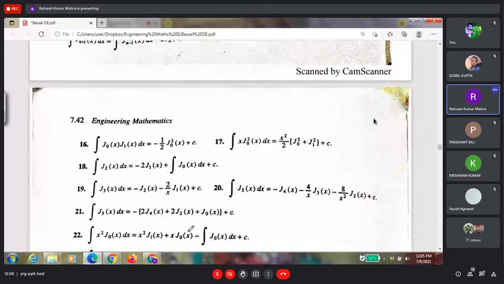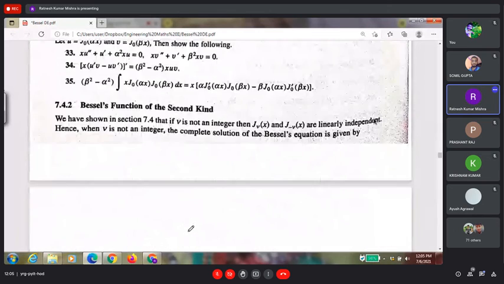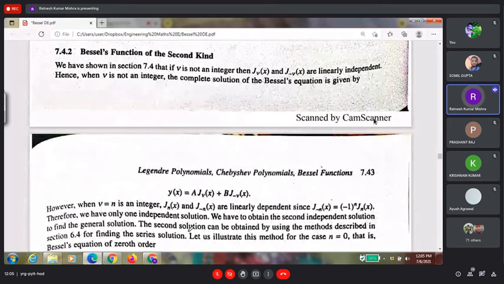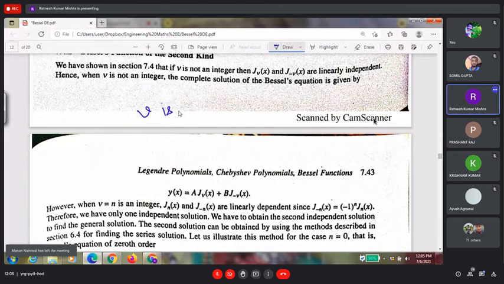So yeah. Now Bessel function of second kind. As like the first kind, you can find the Bessel function of second kind. In the first kind, v is not an integer, but in this case v is an integer, then what? If v is integer, then in section 6.4, I have solved the same problem.